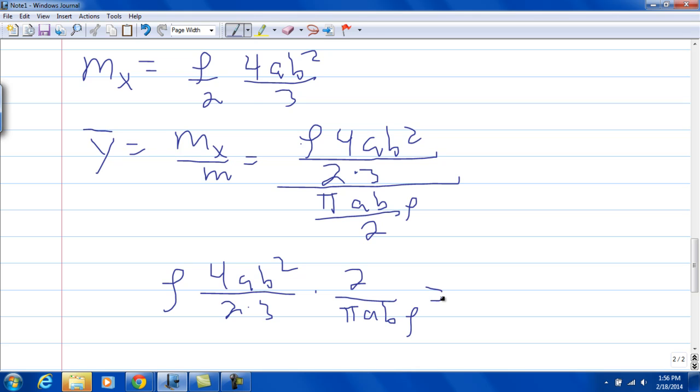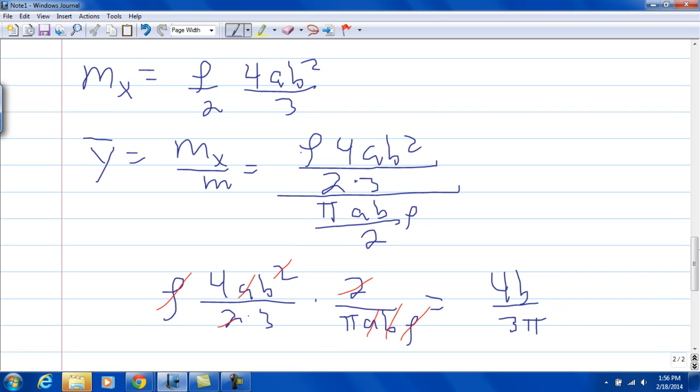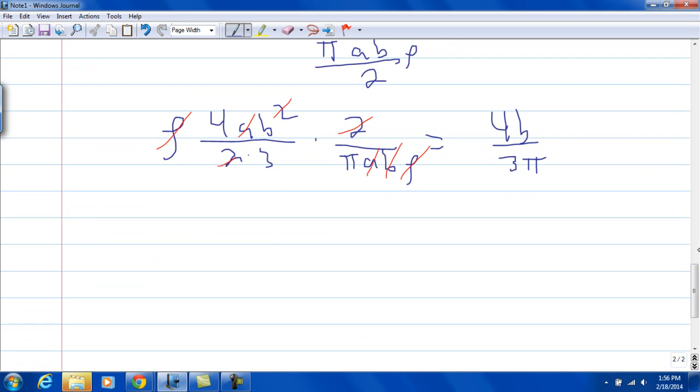Okay, so some things will cancel out here. The 2's cancel. Could have divided that 4, but didn't. This a cancels. This b cancels, the squared part, leaving the b, and the rhos cancel. So our answer is going to be, looks like it's 4b over 3 pi. Okay, so that's y bar.